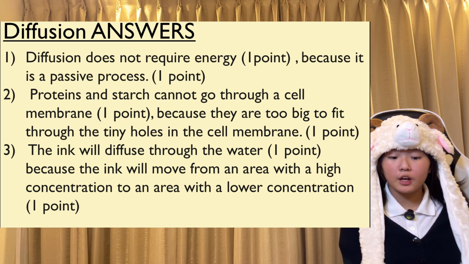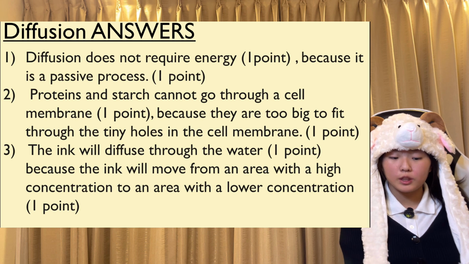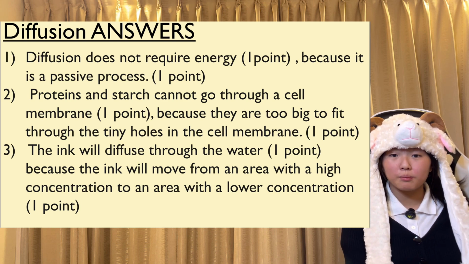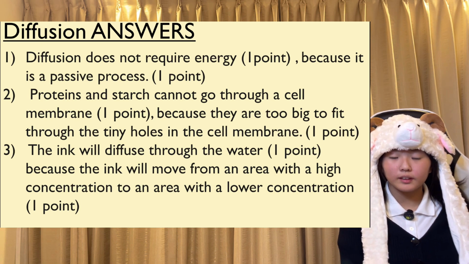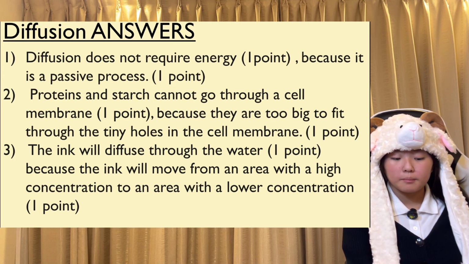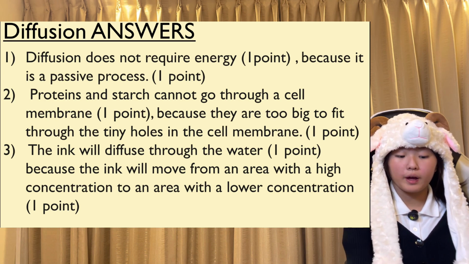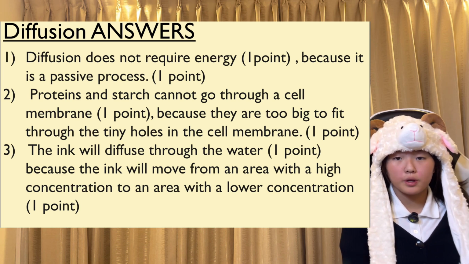Proteins and starch cannot go through a cell membrane. That is worth 1 point because they are too big to fit through the tiny holes in the cell membrane. That is 1 point. Again, if you only said one of the two, then it is only worth 1 point. But if you said both, that is 2 points. Number 3. The ink will diffuse through the water. That is worth 1 point because the ink will move from an area with a high concentration to an area with a low concentration. That is also worth 1 point.